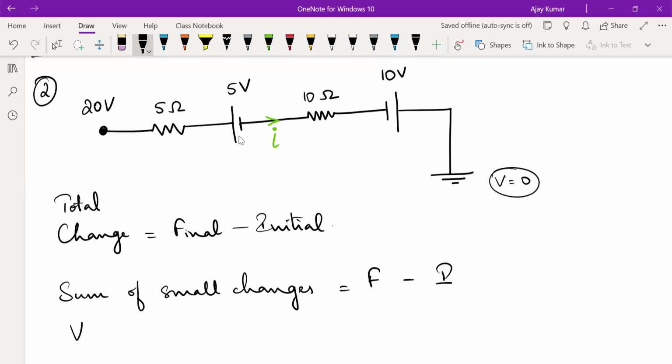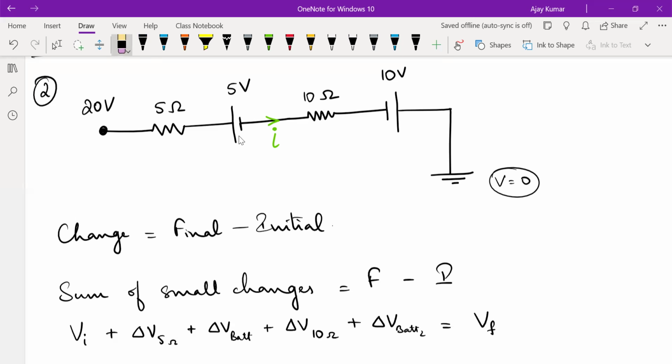So initial potential plus the change in potential across the 5 ohm plus the change in potential across the battery plus the change in potential across the 10 ohm plus the change in potential across the 10-volt battery, I'll call it the second battery, should be equal to the final potential. This is the logic. And that is what we are going to do.